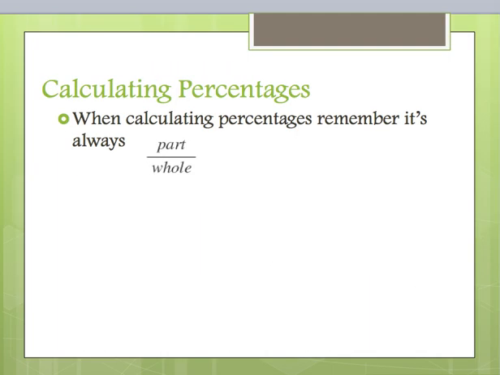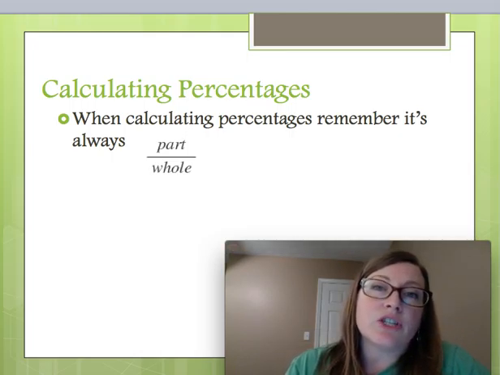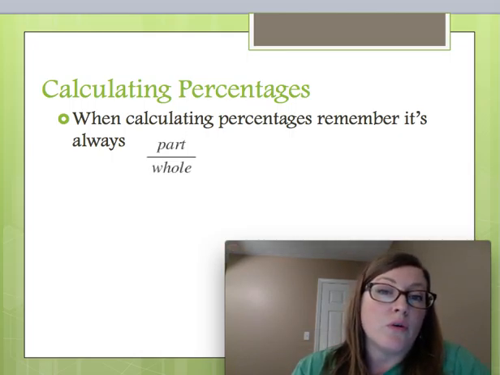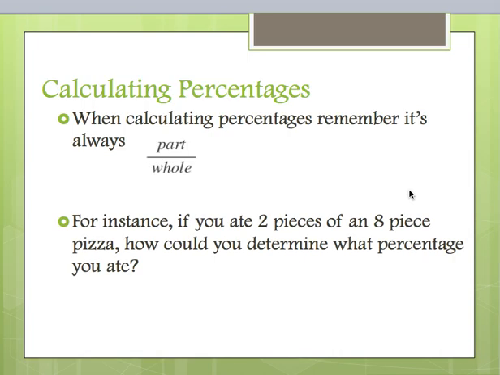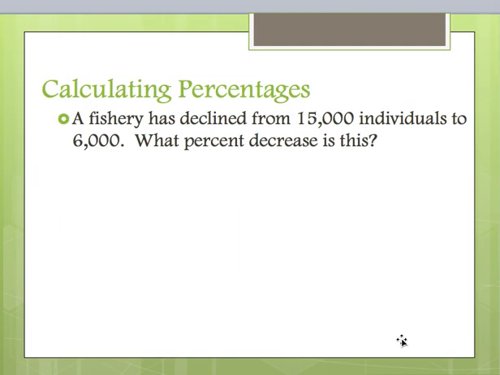Okay, calculating percentages. When you're calculating percentages, remember it's always part over whole. Okay, so let's keep that in mind as we go. If you ate 2 pieces of an 8-piece pizza, let's see how you could determine what percentage you ate. So we'll start with 2 over 8, which we can reduce to 1 over 4, and that's of course 25%. Okay, so again, you probably have already done really simplistic problems like this. It's part over whole, and we can apply this to lots of different problems.